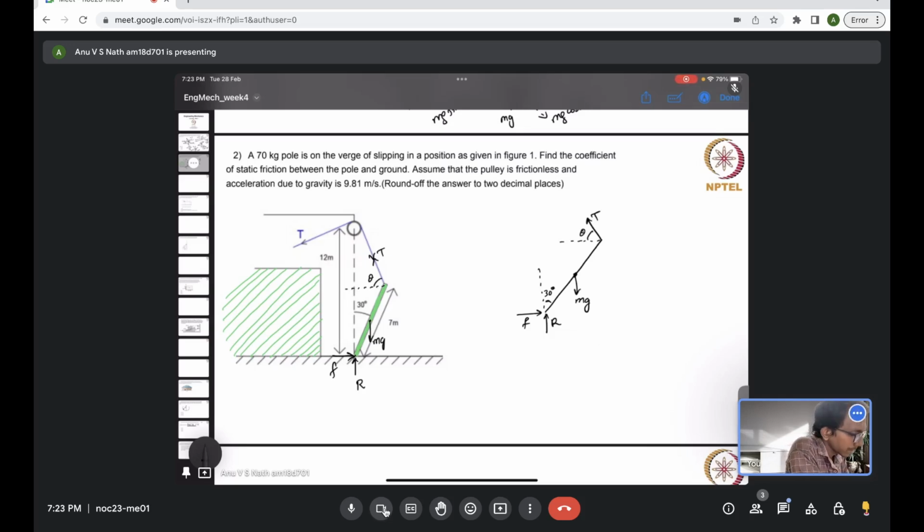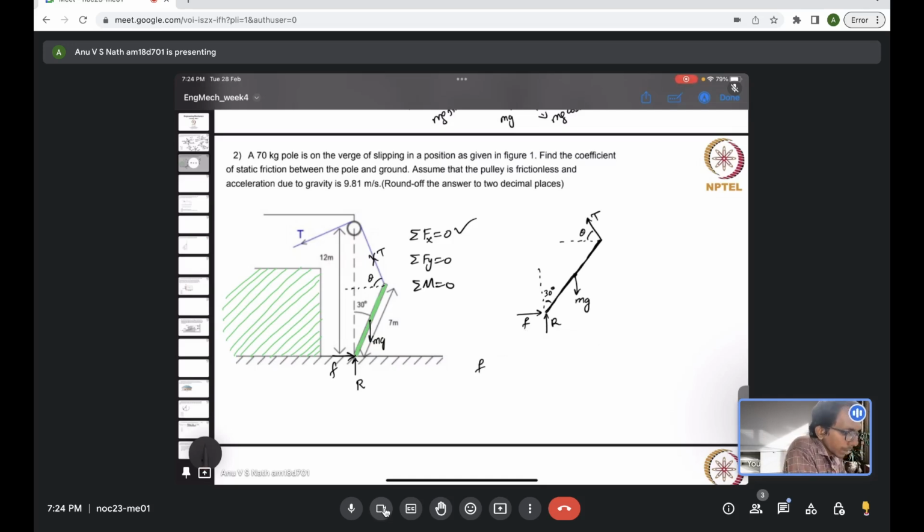If you do the equilibrium, we have three equations: sigma Fx equal to 0, sigma Fy equal to 0, and sigma M equal to 0. So these three equations we need to use for this pole to be in equilibrium. So what are the horizontal forces acting on the system? First we will see sigma Fx equal to 0. The frictional force is acting horizontally, so that will come.